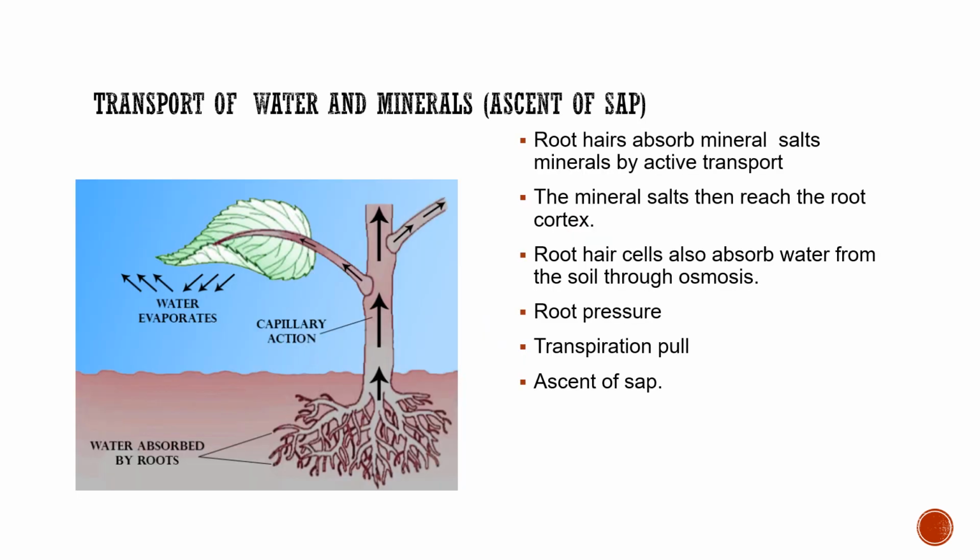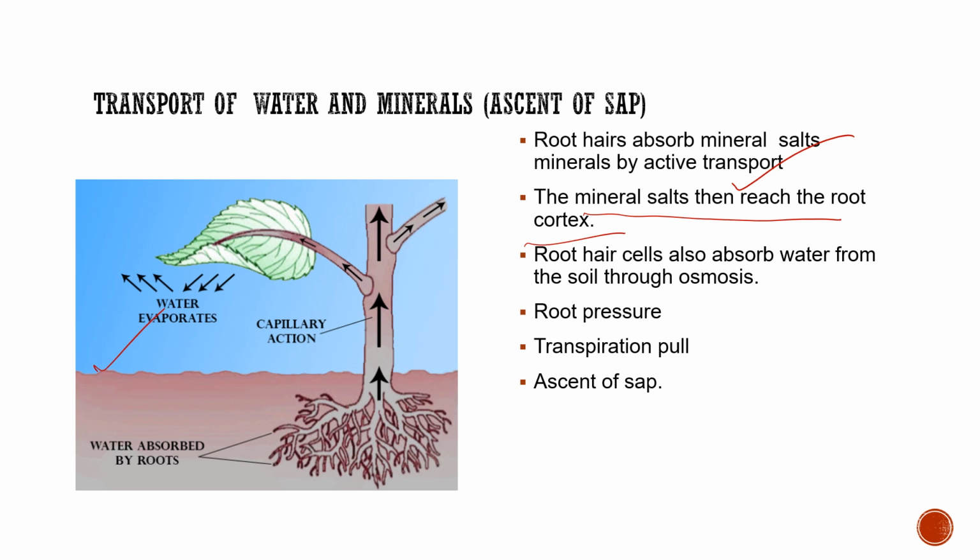Now root hairs transport water and minerals, which is leading to the ascent of sap. So how is it happening? Let us see this diagram and discuss it. Now we can say that the root hairs absorb the mineral salts by active transport, we know that, and the mineral salts then reach the root cortex.